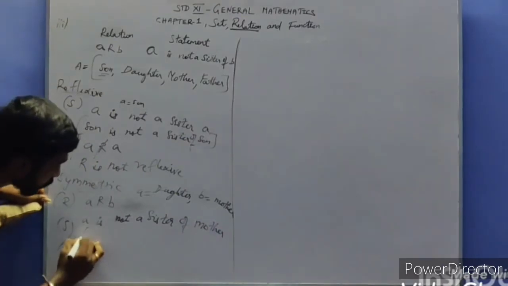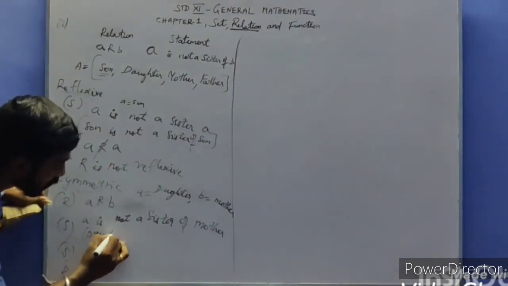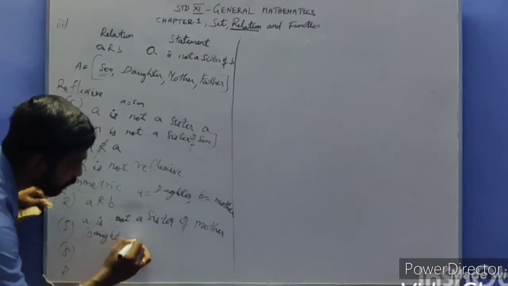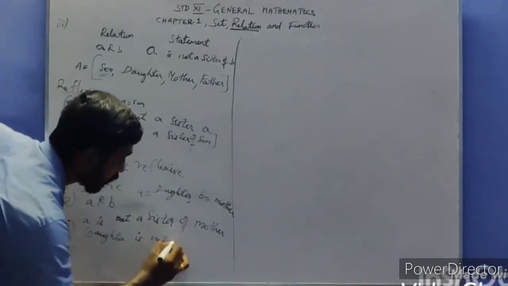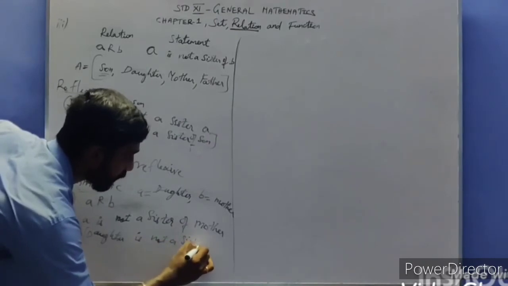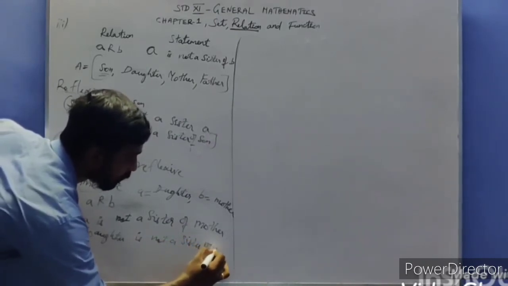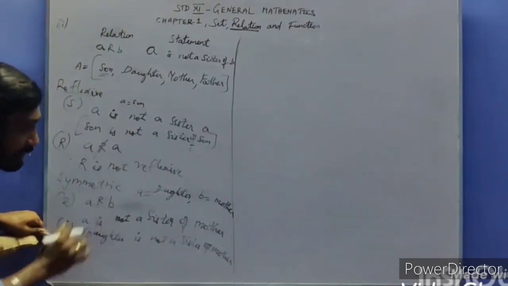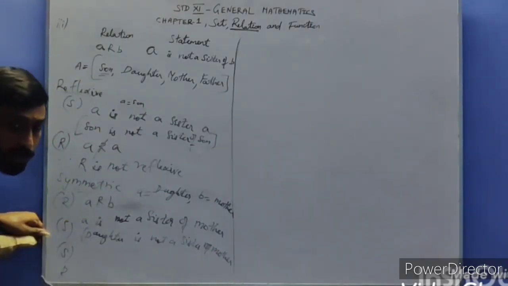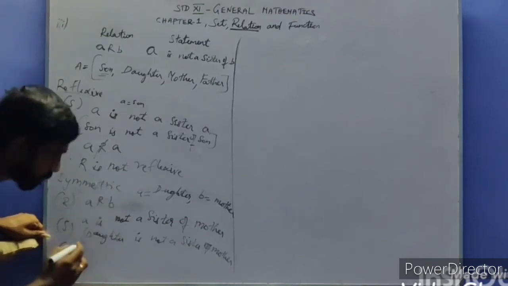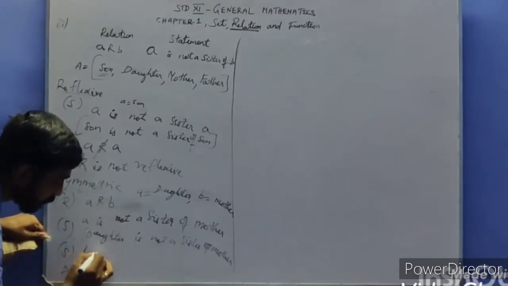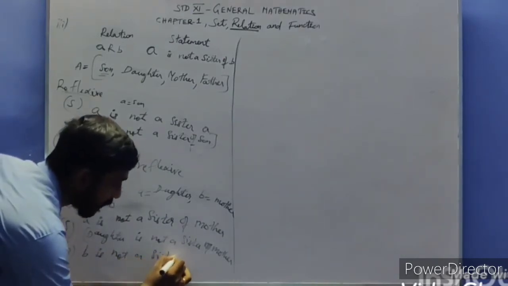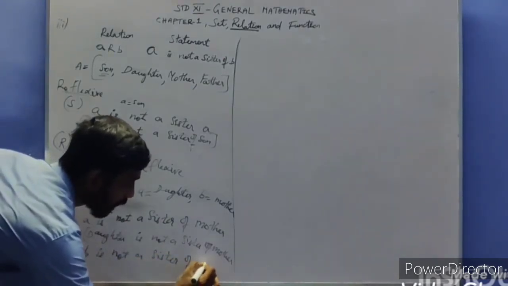Example. The next statement: B is not a sister of daughter. That is, B is not a sister of A.